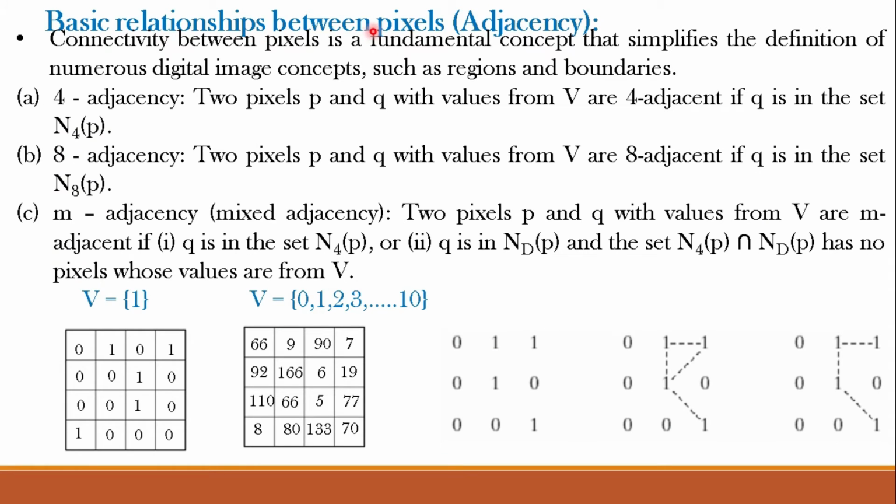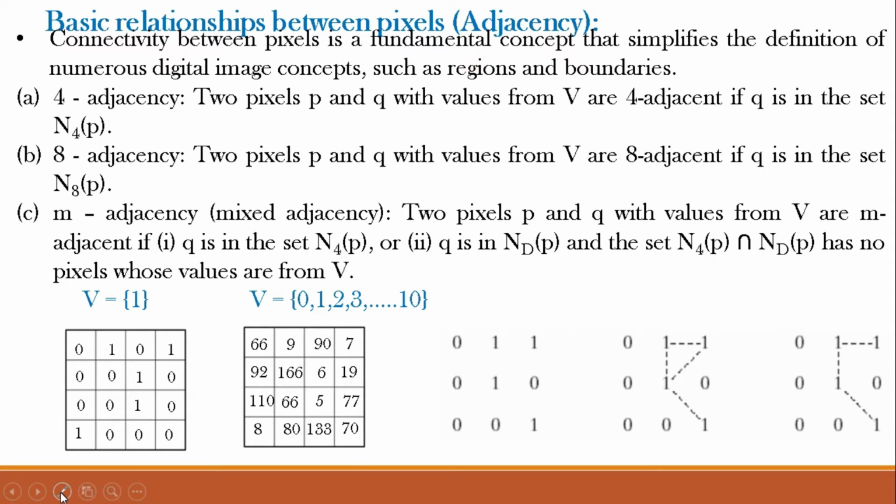Now let us go ahead and understand the relationship adjacency between the pixels. What is the meaning of adjacency? Adjacency means connectivity. So two pixels that are neighbors and have the same gray level are called adjacent. See these two pixels, these two are neighbors over here and have the same gray level 1. Therefore these two pixels can be called adjacent. So connectivity between pixels is a fundamental concept that simplifies the definition of numerous digital image concepts such as regions and boundaries. So this connectivity is very important for understanding regions and boundaries, or for finding out regions and boundaries in a image.